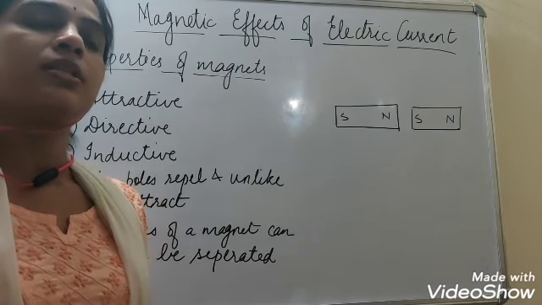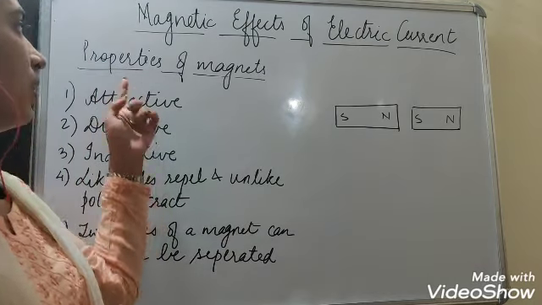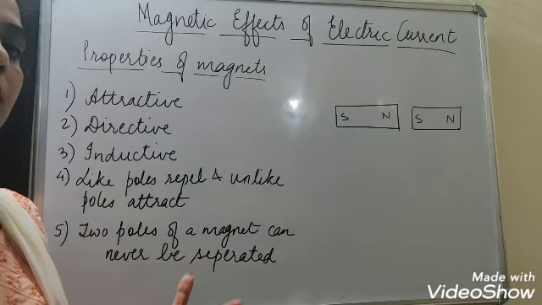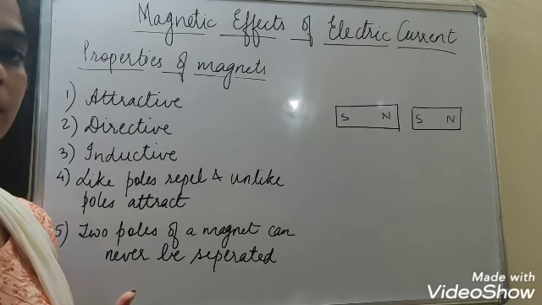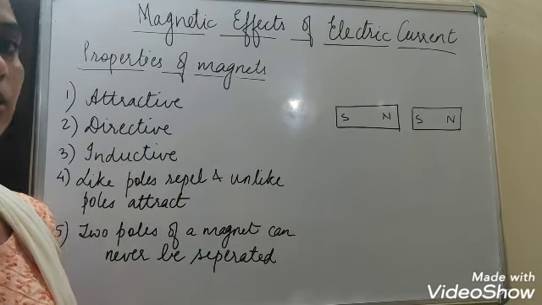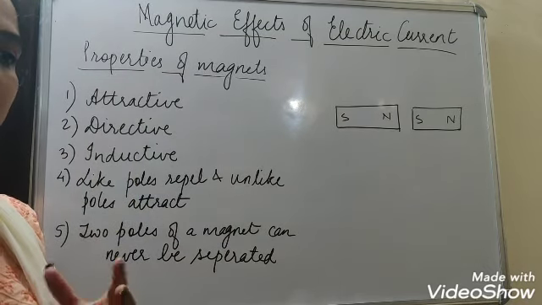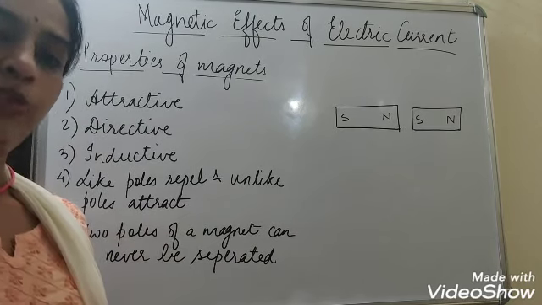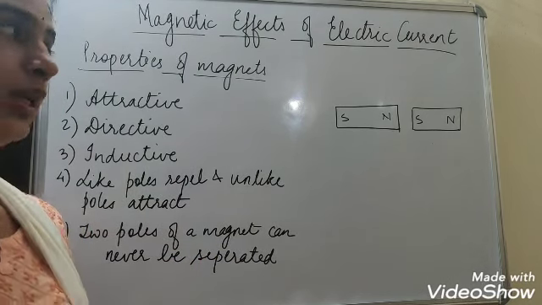Then Chinese discovered the directive properties of the magnets. The properties of the magnets are attractive, that is, magnets attract magnetic materials. What are magnetic materials? Iron, cobalt, nickel, steel, these are magnetic materials. So these materials get attracted towards a magnet. Directive properties are that whenever a magnet is suspended freely, it is allowed to move freely, then it always settles in the geographic north-south direction.